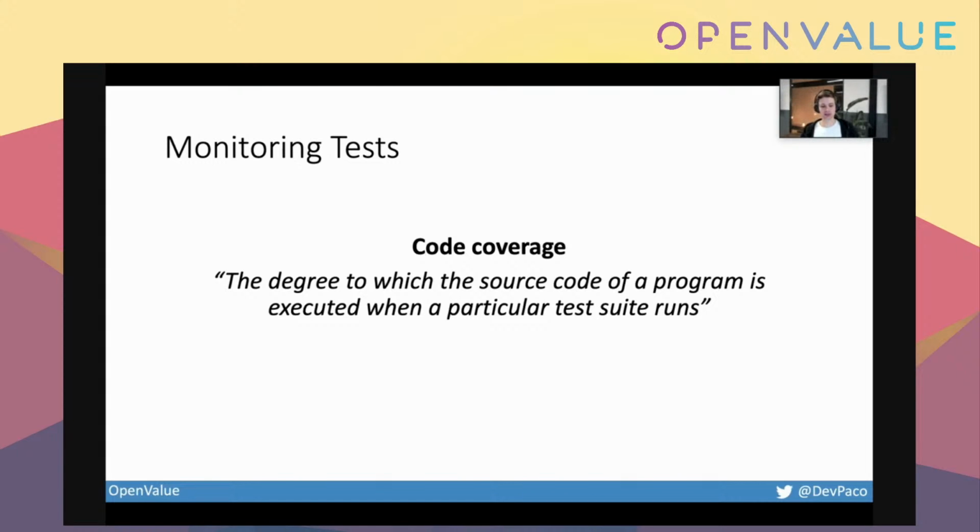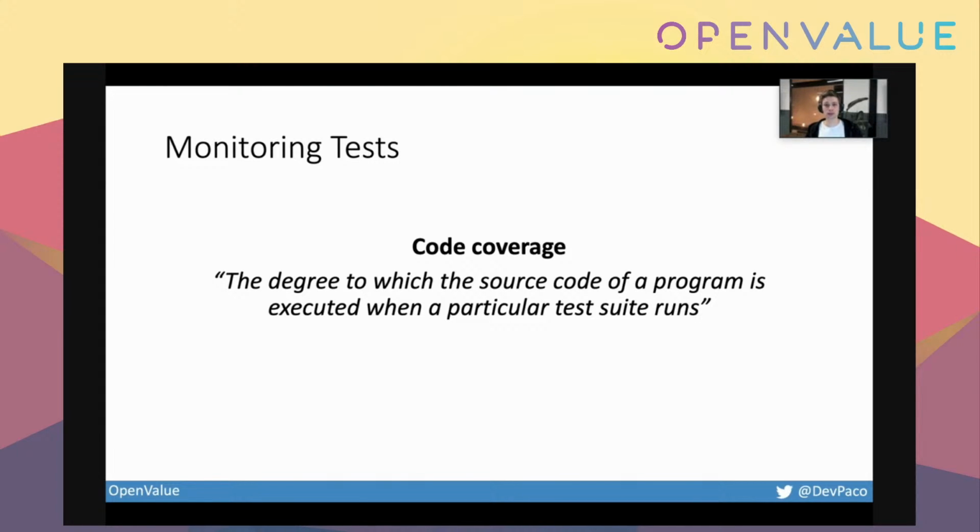And code coverage can be expressed, as you can see here, as the degree to which the source code of a program is executed when a particular test suite runs. And what you see is that code coverage is used as a sort of stopping criteria. Okay, we have 100% code coverage on this class, or maybe 80, whatever it is for your project. That's good enough. We're going to continue. It's the definition of done. We can now ship it.